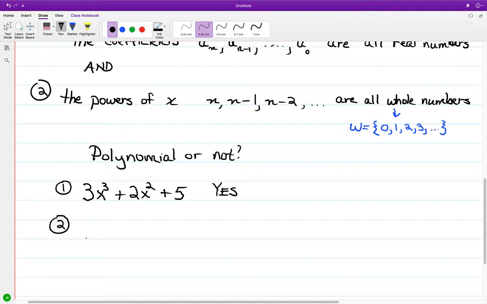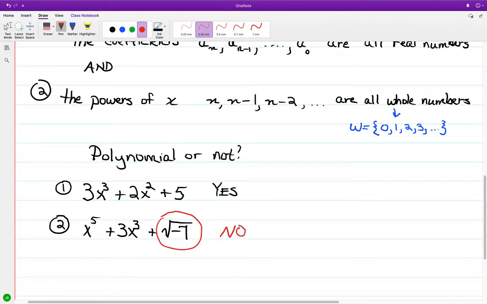And let's say we have for a second case, x to the 5th plus 3x cubed plus the square root of -7. Now in this one, for what we have in x, we have integer exponents. But for the coefficients, we've got 1 for x to the 5th, 3 for x cubed. So far we have real numbers. However, in the real number system, we cannot have an even root of a negative number. And because we have the square root of -7, this expression fails to qualify as a polynomial.